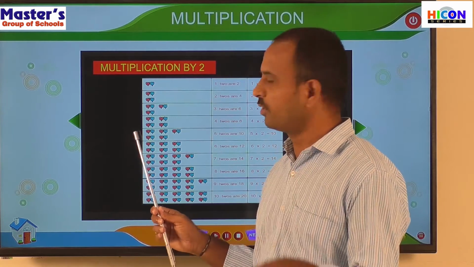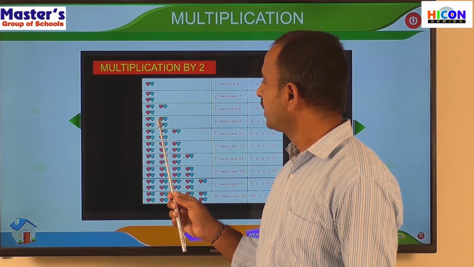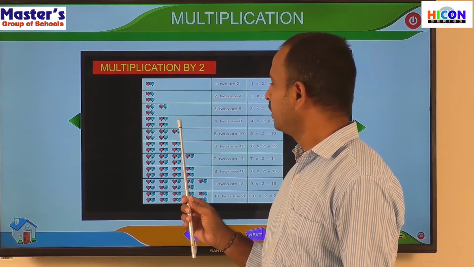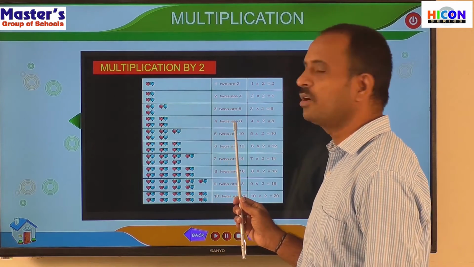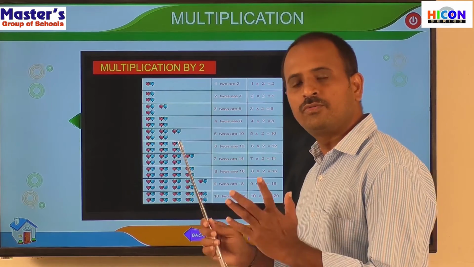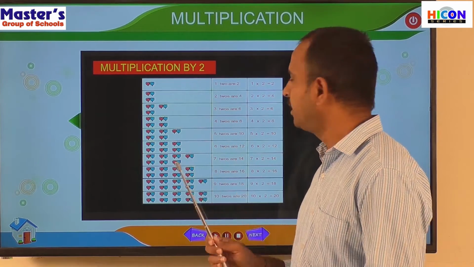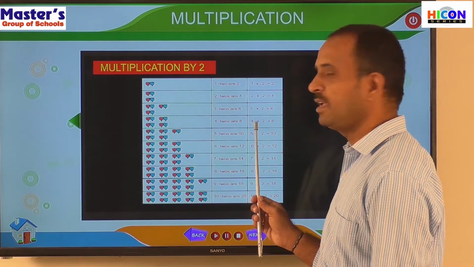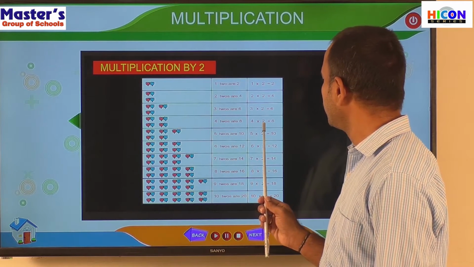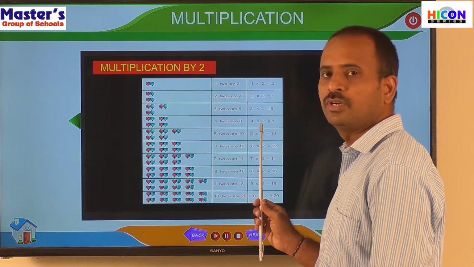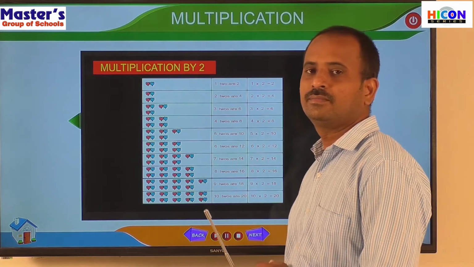How many 2's? 4 2's. So this is the first 2, the second 2, third 2, and fourth 2. That is 4 2's. How many flowers total? 4 2's are 8, and we can write it as 4 into 2 is equal to 8. That means 4 2's are 8.